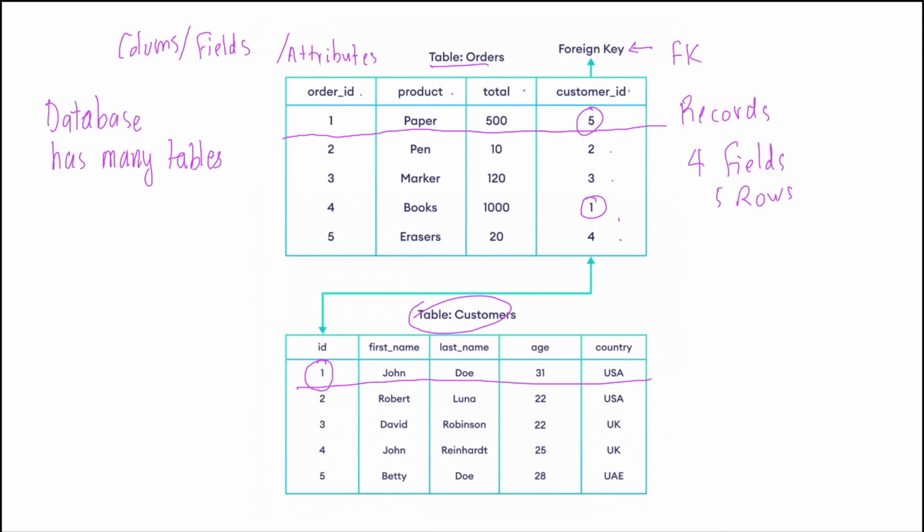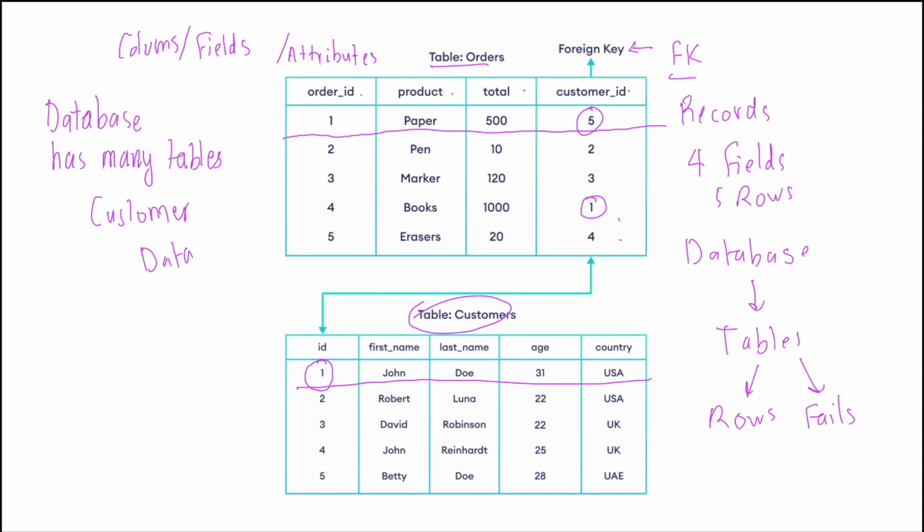So we've got tables with fields and records. These tables are connected to each other by a foreign key, and these tables collectively make up our database. This database may be called something like customer orders or customer data. So database, tables. I wrote that wrong, my bad. Rows and fields. Okay, cool.